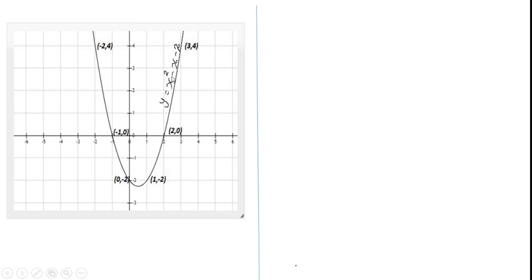This is the graph of y equal to x square minus x minus 2. These are the points we got. This is an open upward shape. The graph of a quadratic polynomial is either open upward or downward. It depends on whether a is greater than 0 or a is less than 0. These kinds of curves are called parabolas.